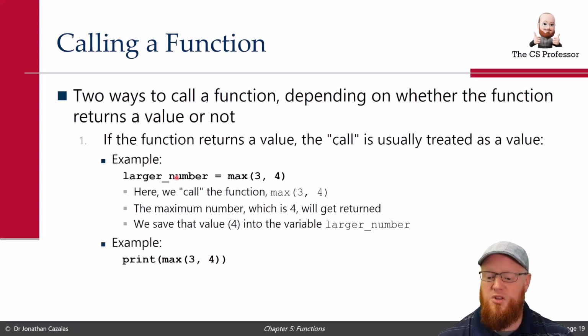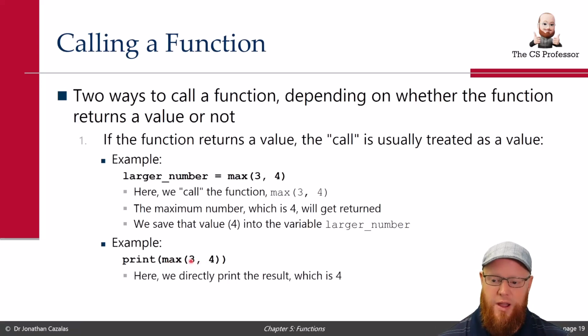Or what if I wanted to just print it directly? I could have said print the max of 3 and 4. So that maximum value between 3 and 4, which is of course 4, will get returned, and I just print it directly. So that's how you would call a function that is returning a value.